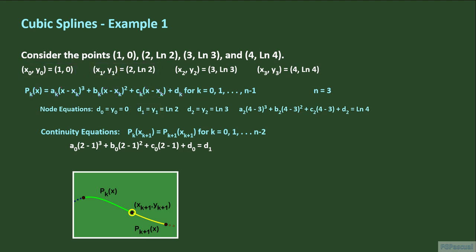The next pair of consecutive polynomial segments is made up of p sub 1 and p sub 2. We simply modify this equation by increasing all of the indices by 1. The new nodes are now at x sub 1 equals 2 and x sub 2 equals 3.